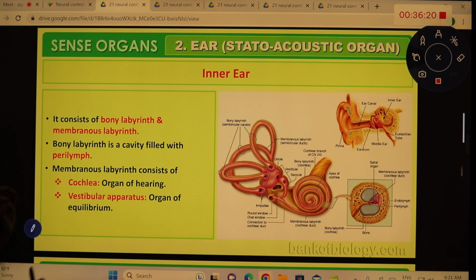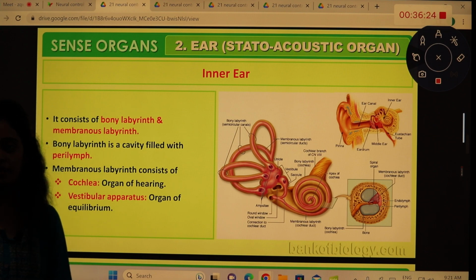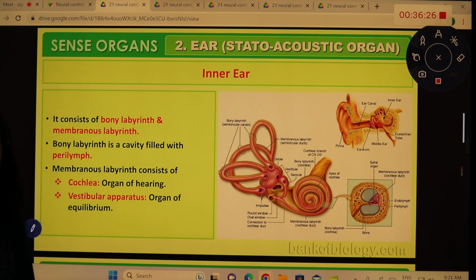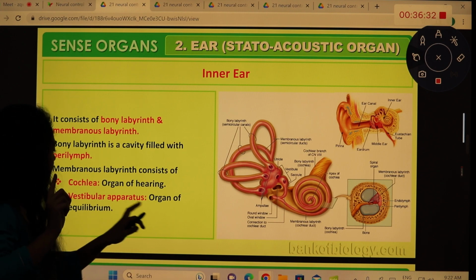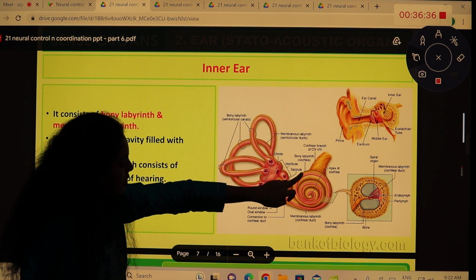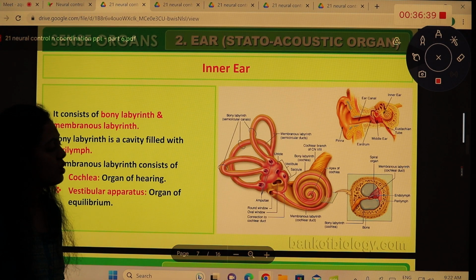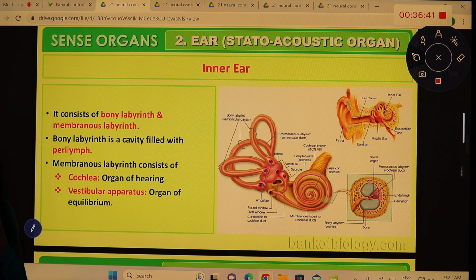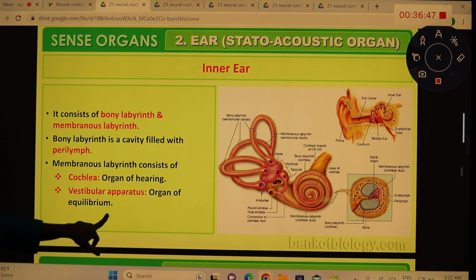I repeat. You have two labyrinths in your inner ear, bony and membranous. What is the fluid that fills your bony labyrinth? Perilymph. What does membranous labyrinth consist of? Two things. One is cochlea, another one is vestibular apparatus. Here you can see cochlea. What is the function of cochlea? It helps in hearing. What is vestibular apparatus? For maintaining balance. So it is an organ of equilibrium.